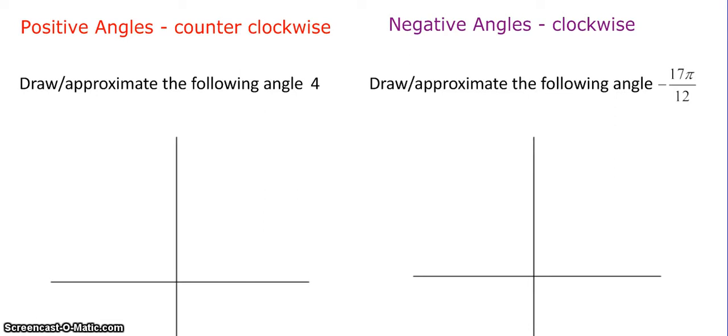Alright, so now I want you to try these two on your own. Draw or approximate the angle of 4 radians, and draw or approximate the angle of negative 17 pi 12ths radians. So go ahead, pause the video, draw those angles, unpause when you're ready to check.